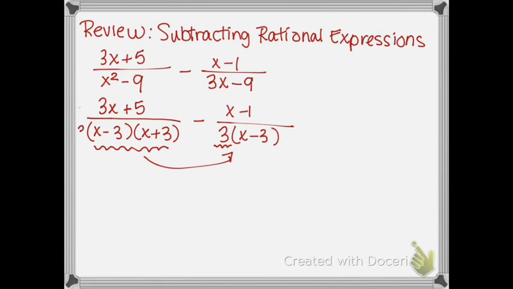So the jealous sibling on the left wants a 3. Sure, you can have a 3, but we also need to multiply the numerator by 3. When we multiply by 3 over 3, it's the same as multiplying by 1, so it does not change the value. Sibling on the right looks over at sibling on the left. It's like, no fair. Sibling on the left has an x plus 3. Okay, fine. You can have an x plus 3 as long as we multiply by that x plus 3 in the numerator and the denominator.